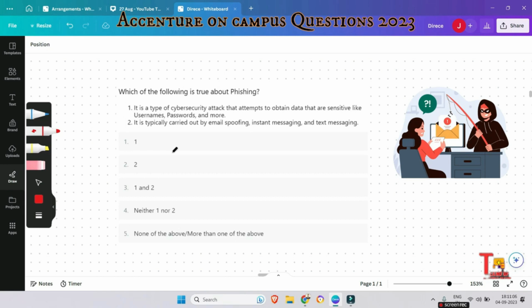Okay, let me answer that. What is phishing, right? Actually, phishing is a type of cybersecurity attack that attempts to obtain sensitive data like username, password, and more. This can be a very important question for an interview round as well. In this case, both 1 and 2 will be the correct answer, because both are correct for phishing.